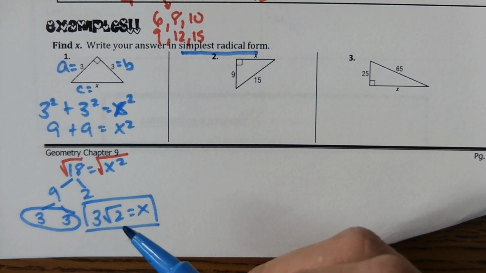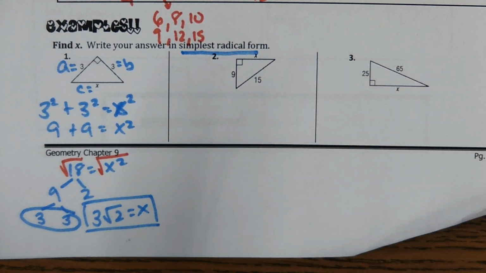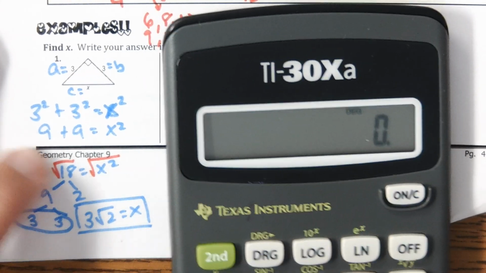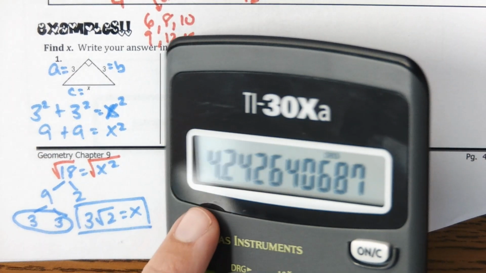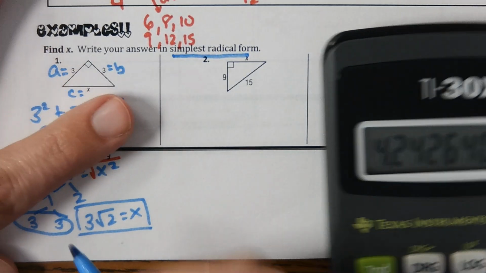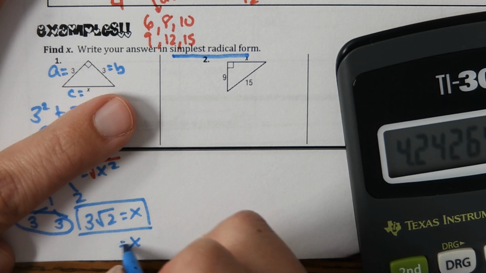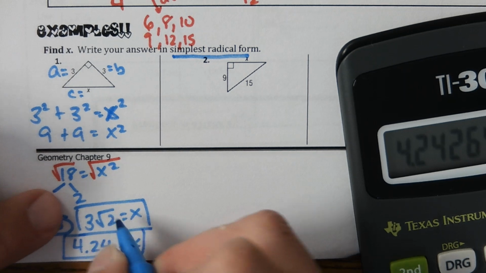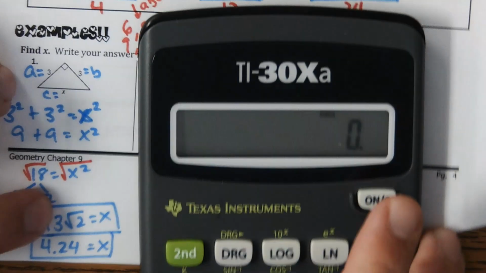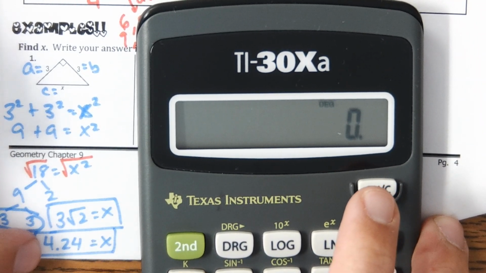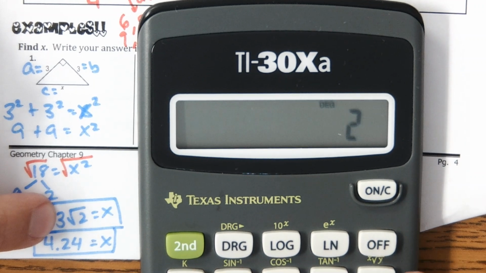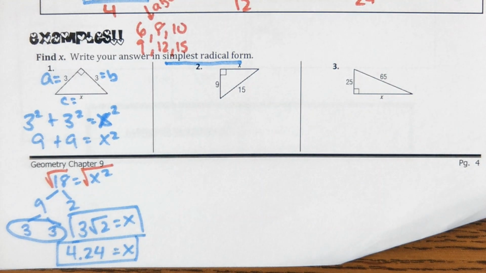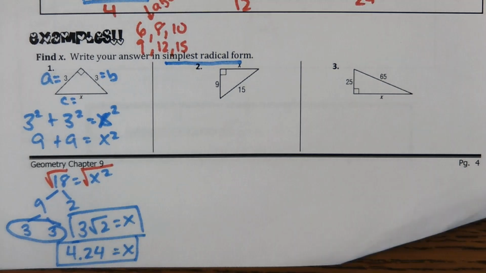So the answer choices, if it's multiple choice, could be in this format. It could also be as a decimal. So let's say you did square root of 18, which is 4.24, and all the answer choices looked like that. What you can do is just take the answer choices, plug them into a calculator, and see if you get this. So I can do 2 times square root of 3, and I'll get that answer, and I can just verify whether it's correct or not.